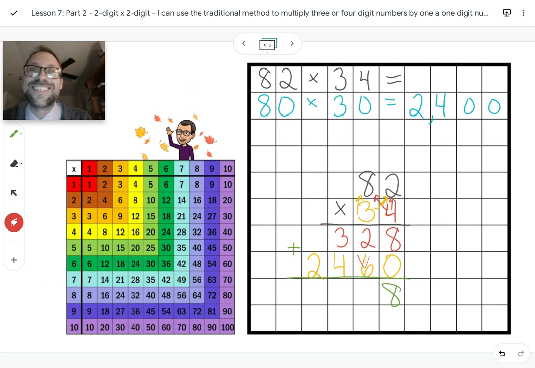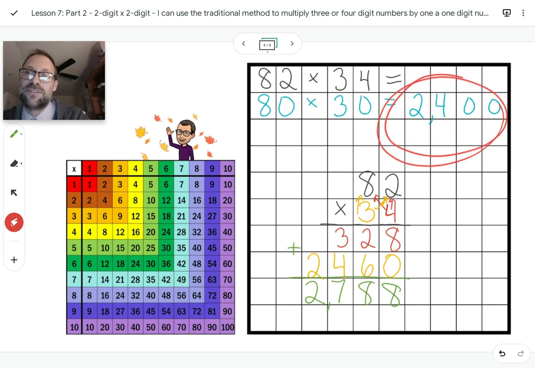2 plus 6, that's 8. 3 plus 4, that's 7. And 2 plus nothing, that is just 2. So our final product is 2,788. And is that in the ballpark of 2,400?